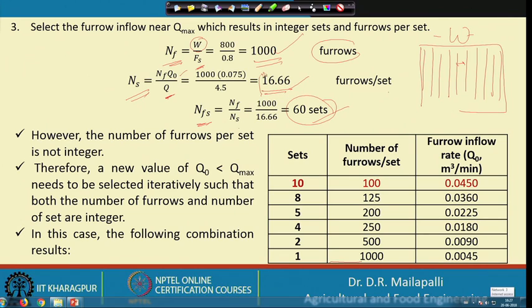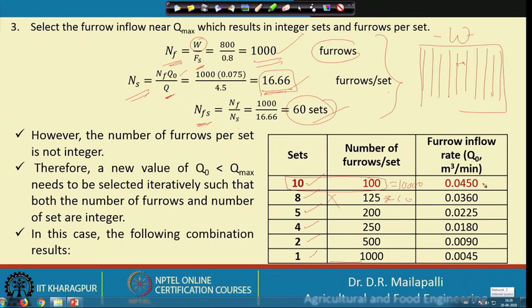So, this is a real number, but we are looking for integers. That is the reason we follow the same procedure by changing the sets. Okay. So, 10 sets, 8 sets, 5 sets, 4 sets, 2 sets, 1 set, and the combinations. Multiplying these two should give 1000, is it not. So, all will give 1000 furrows, but the sets and number of furrows per set are different.